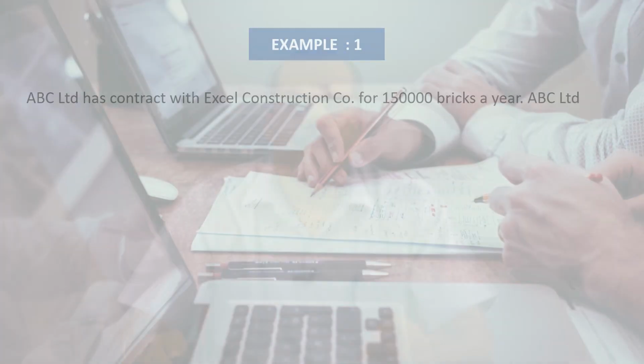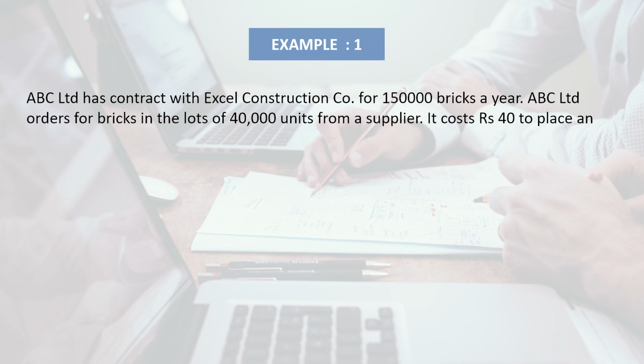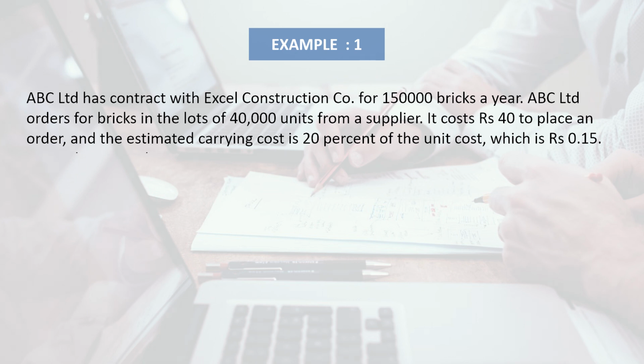So in order to understand the model sensitivity analysis, we take an example. ABC Limited has a contract with Excel Construction Company for 1,50,000 bricks a year. So ABC Limited orders bricks in lots of 40,000 units from a supplier. It costs ₹40 to place an order, and the estimated carrying cost is 20% of the unit cost, which is ₹0.15, meaning 15 paise.